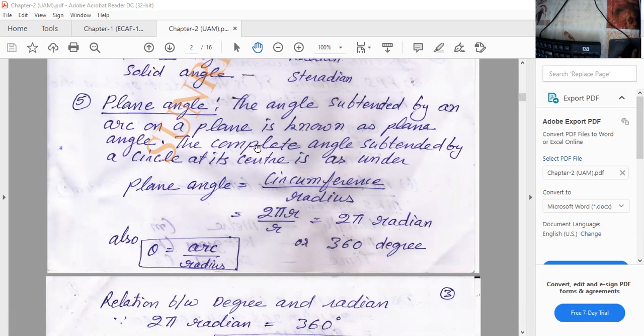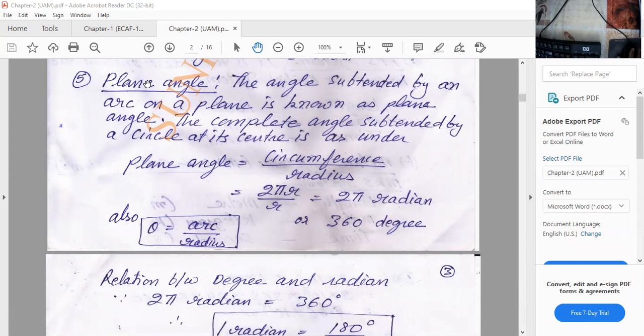Now let's see the plane angle. What is plane angle? The angle subtended by an arc on a plane is known as plane angle. The complete angle subtended by a circle at its center is as follows. Plane angle is equal to the circumference of the circle upon the radius. So this is 2 pi r upon r, and r will be cancelled. The total angle is 2 pi radians. And as we also discussed, the circle subtends an angle of 360 degrees at its center.